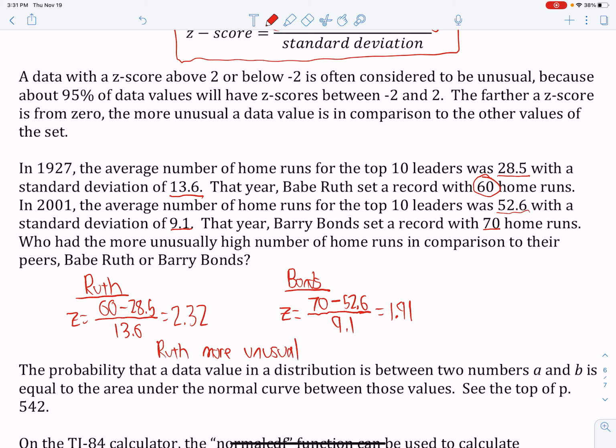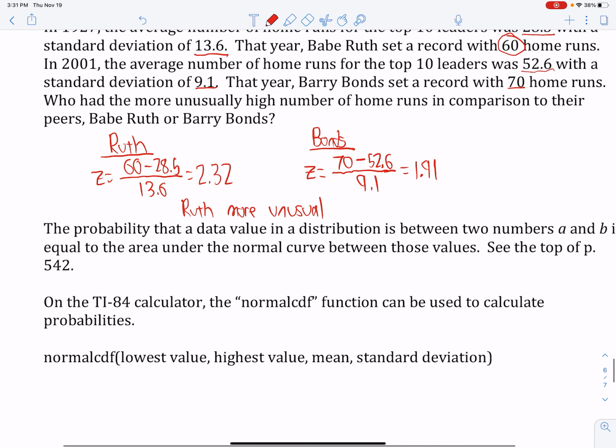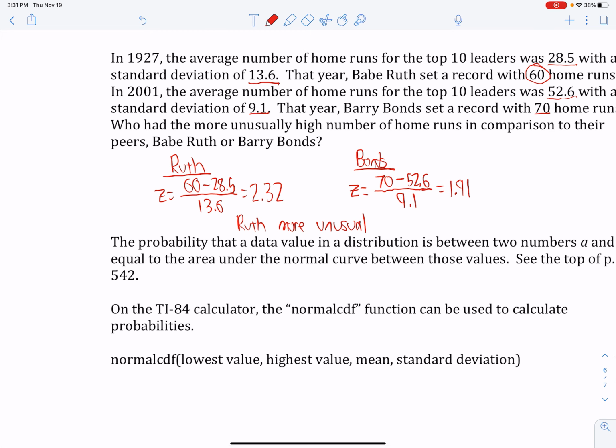The higher your z-score, the more unusual you are in comparison to the other data values in your set. Or in the case of low scores, it could be the lower the z-score, the more unusual it is. All right, so something I was referring to a little while ago is that we're going to use these curves to find the probability of being in between 2 numbers.